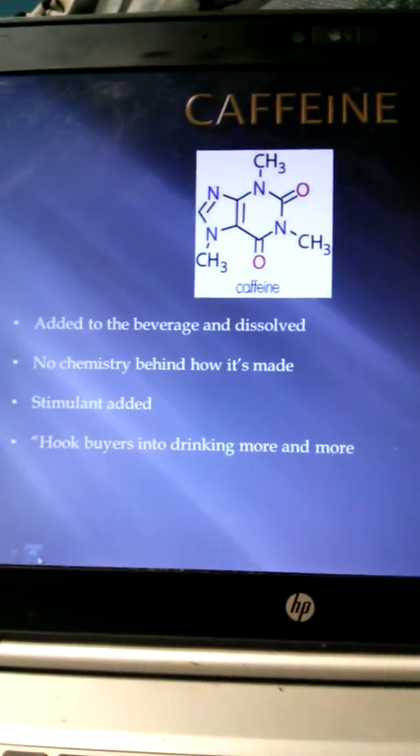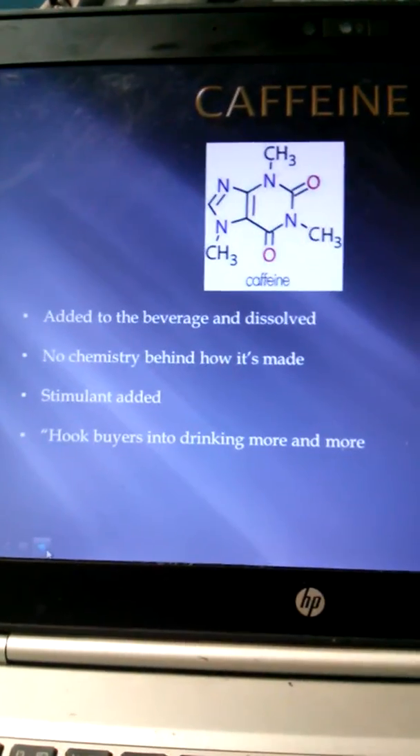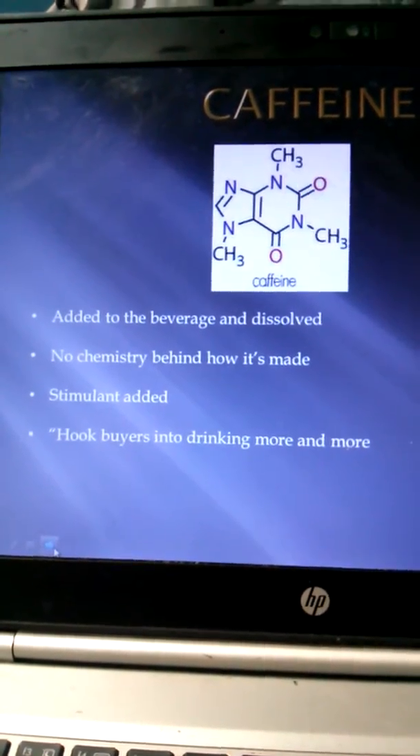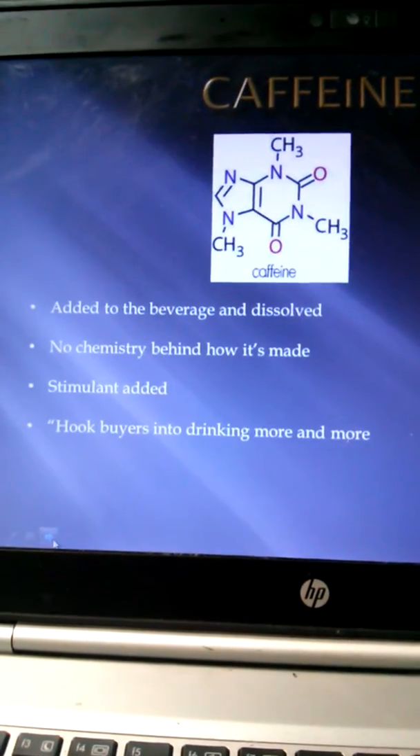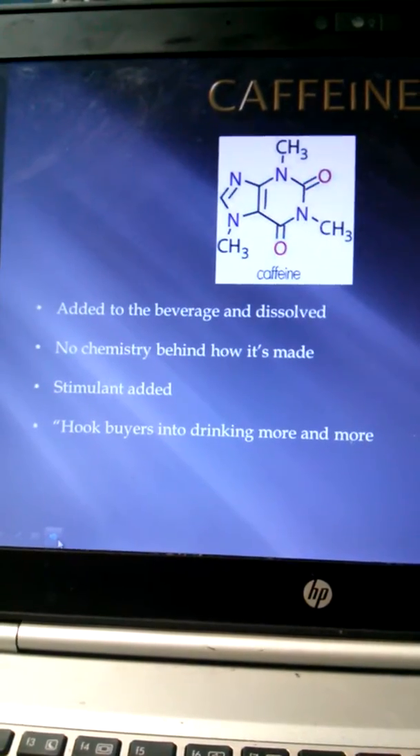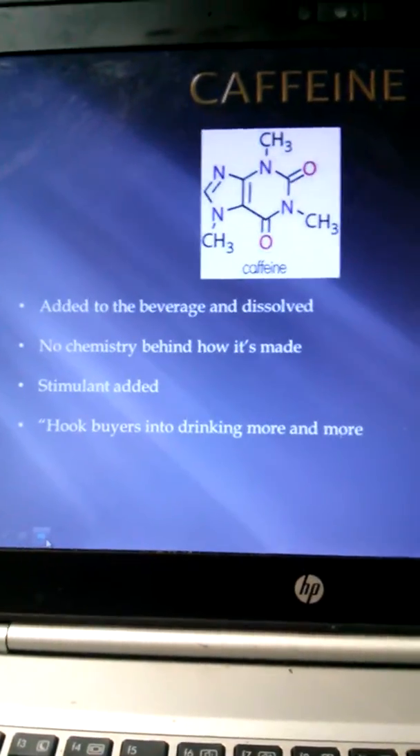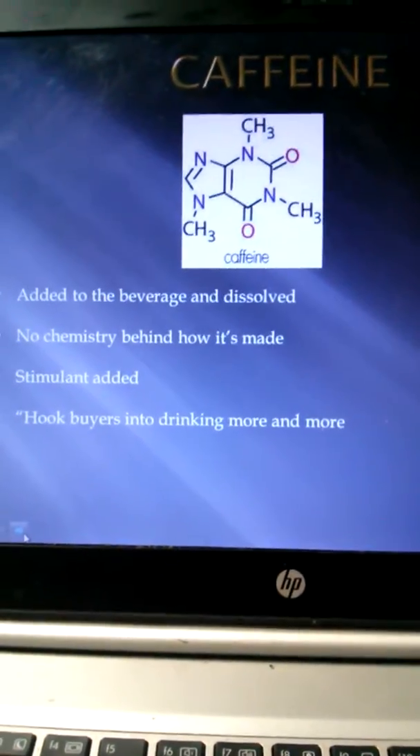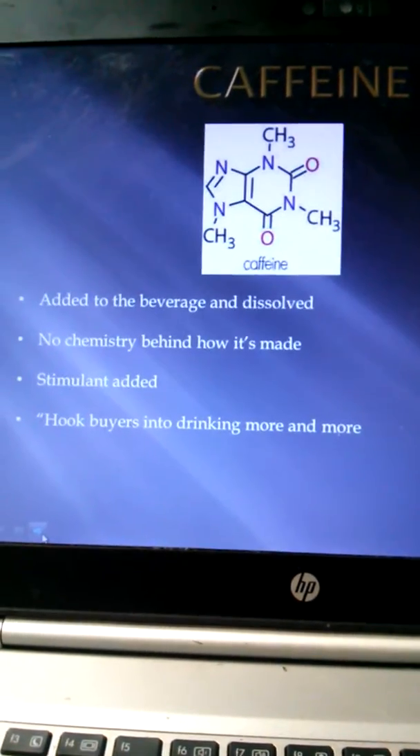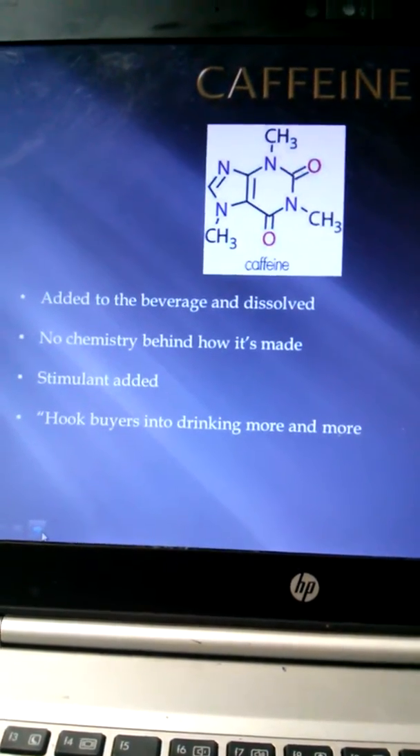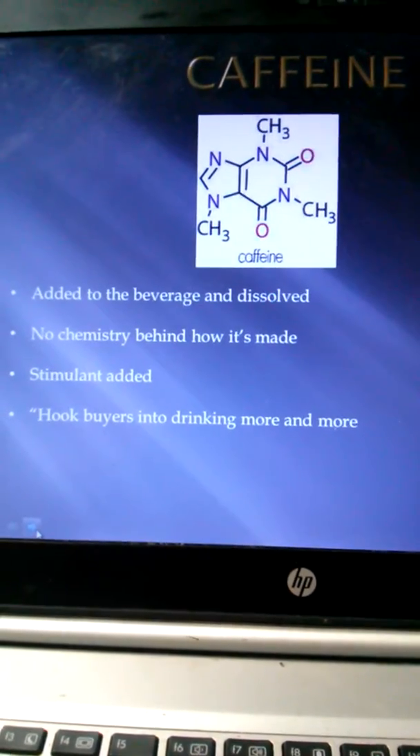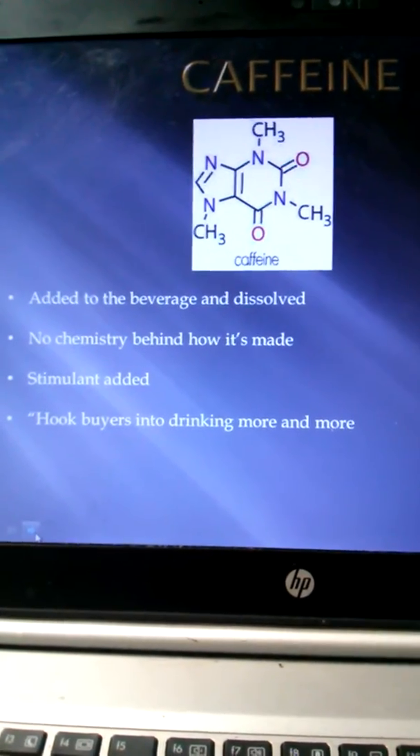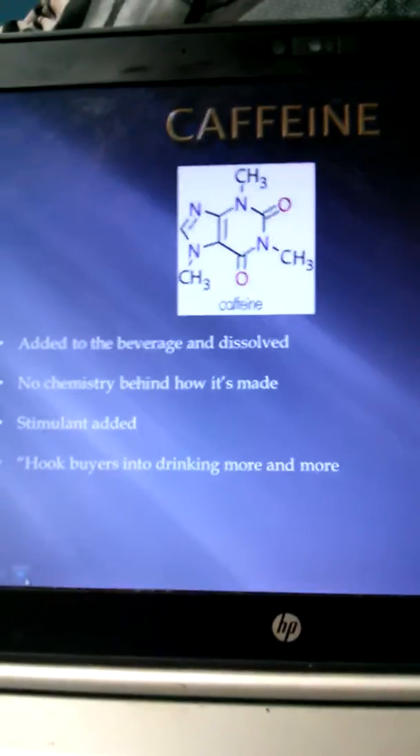So the main ingredient is caffeine. This is also in the syrup. There's no real chemistry behind the caffeine in soda. The main reason it's added is to hook the buyers into drinking more and more. So it's kind of like any addiction, cigarettes, the nicotine. It's said once you smoke about 1 to 3, you become addicted. Well, that's what's said to happen with soda also. Maybe not as bad, but people do have caffeine withdrawals and they do end up getting headaches.